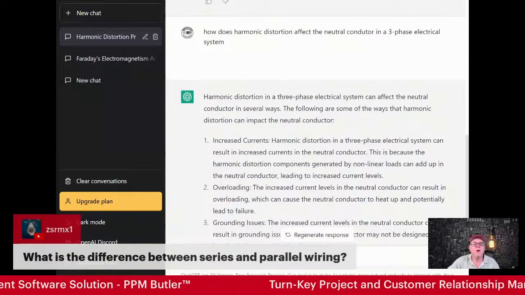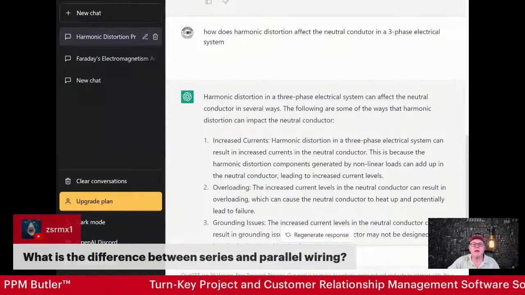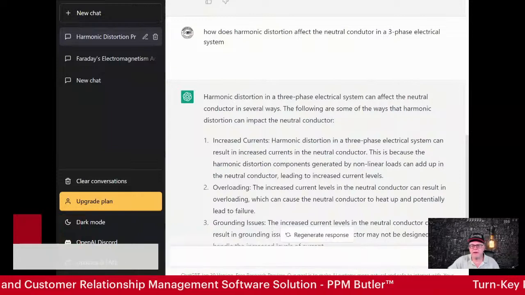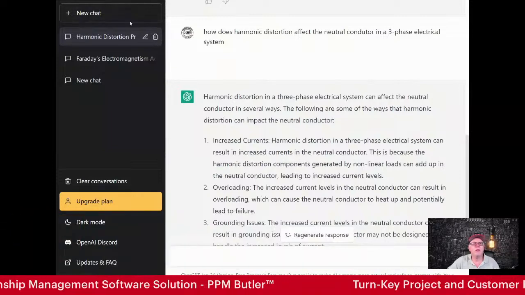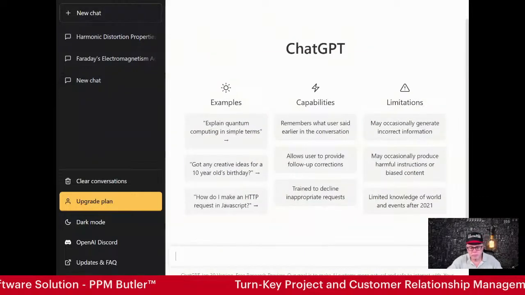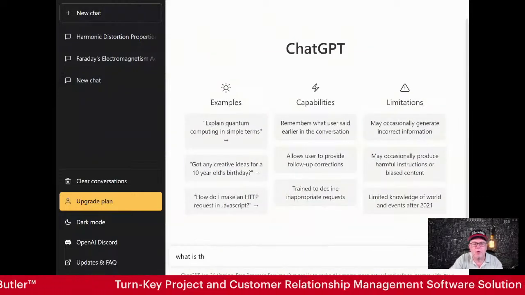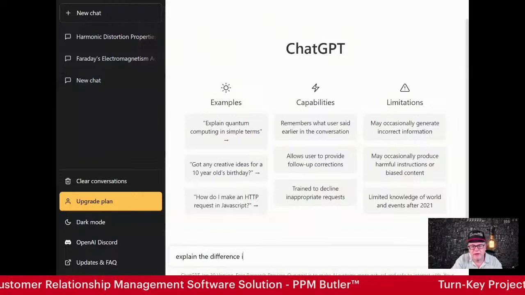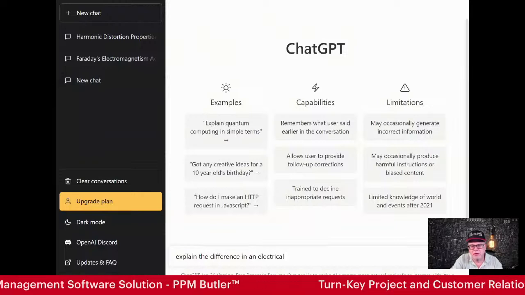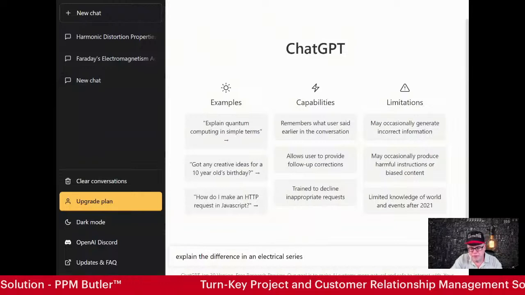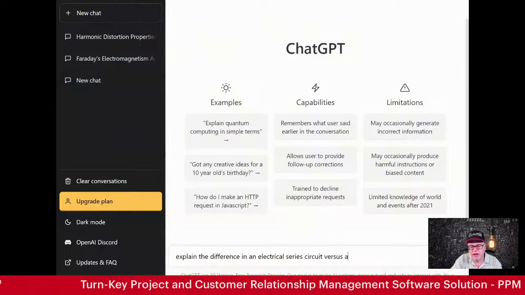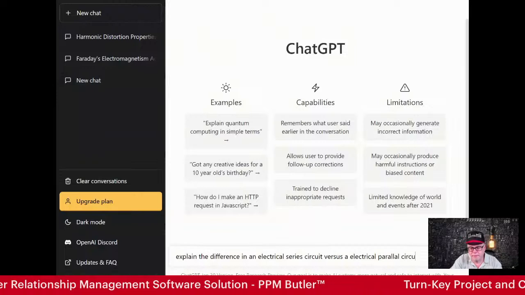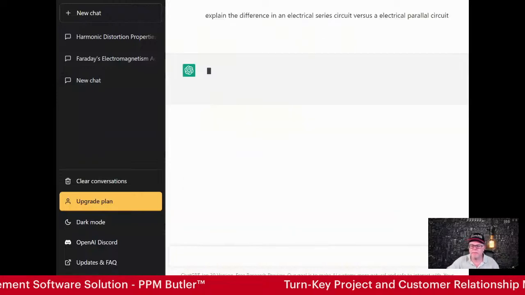Let's see here. What is the difference between series and parallel wiring, or you want to say circuits? Okay, all right, let's see here. We'll do a new one here. Now let's do, explain the difference in an electrical series circuit versus an electrical parallel circuit. And let's see what that brings up.